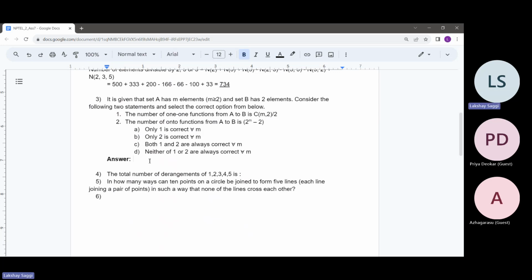Any guesses, guys? What do you think? Is the first statement correct? The number of one-one functions from A to B is m choose 2 divided by 2. So would anyone like to answer in chat or guess in chat whether this is correct or not?